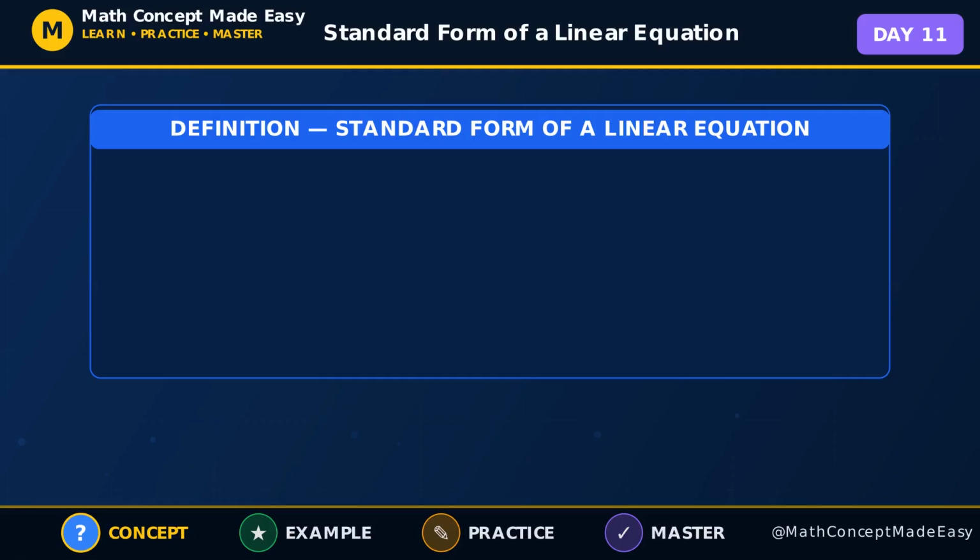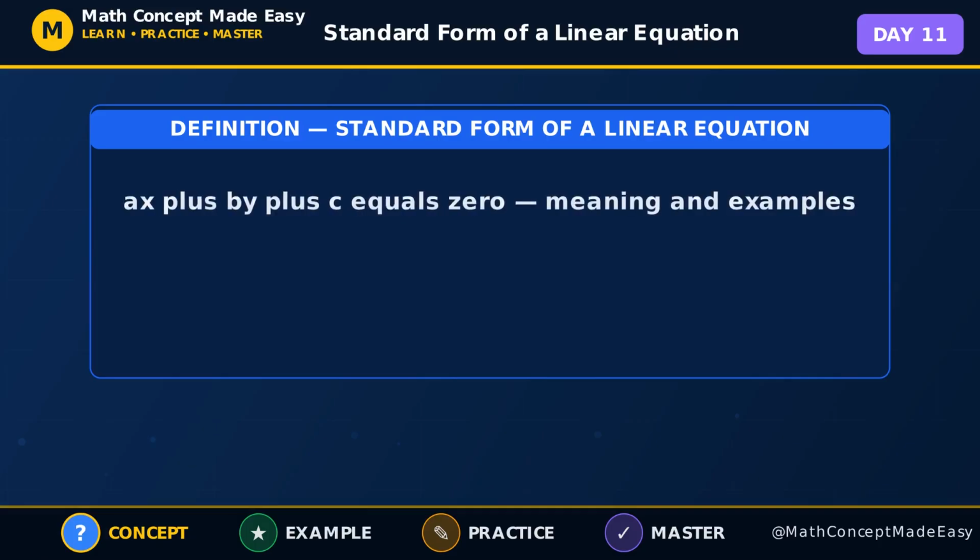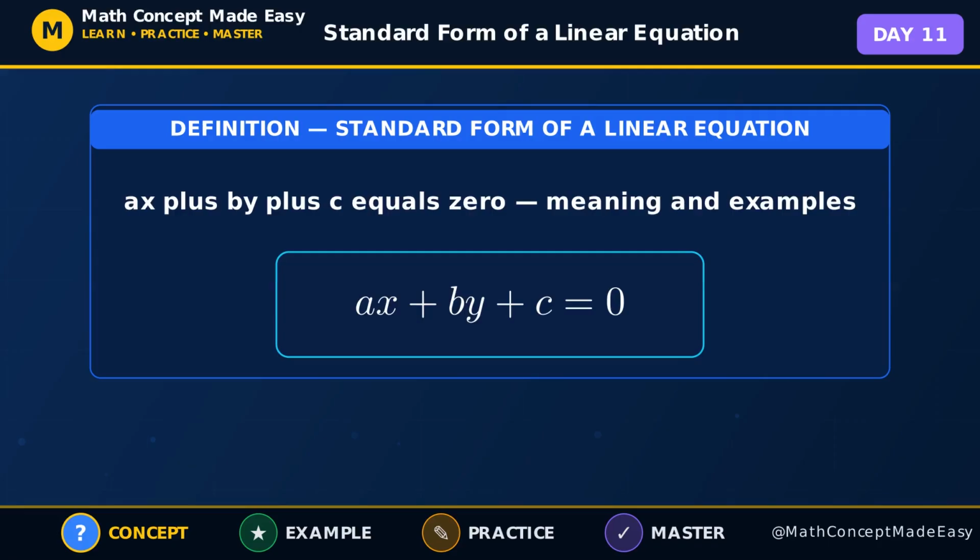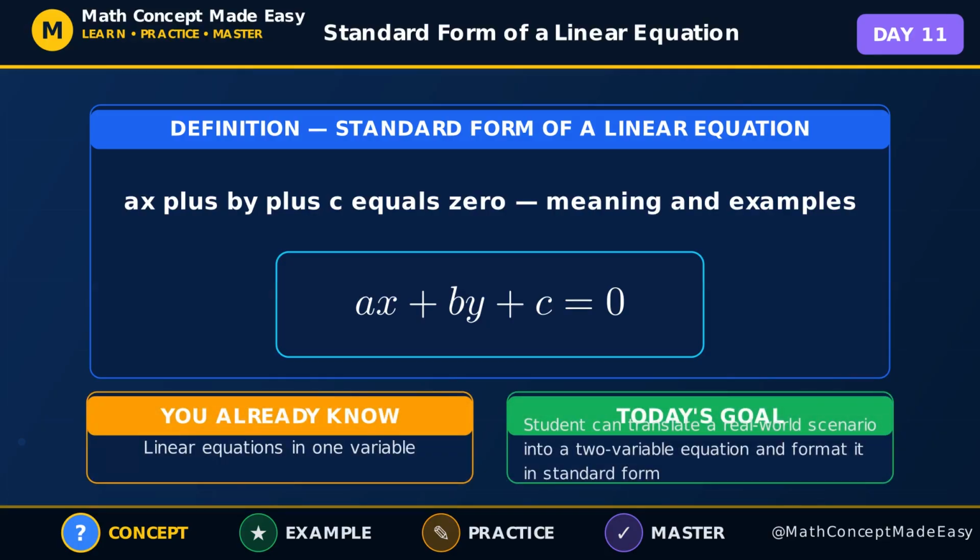Now we are ready to say this precisely, the way mathematicians do. Here is our focus for today: ax plus by plus c equals 0, meaning and examples. In symbols, we write it as a times x, plus b times y, plus c, equals 0. Every word of that definition matters, so read it slowly. You already know linear equations in one variable. This definition simply builds on those familiar ideas.